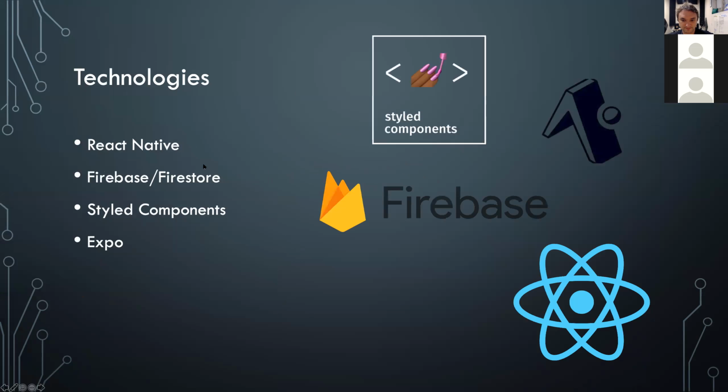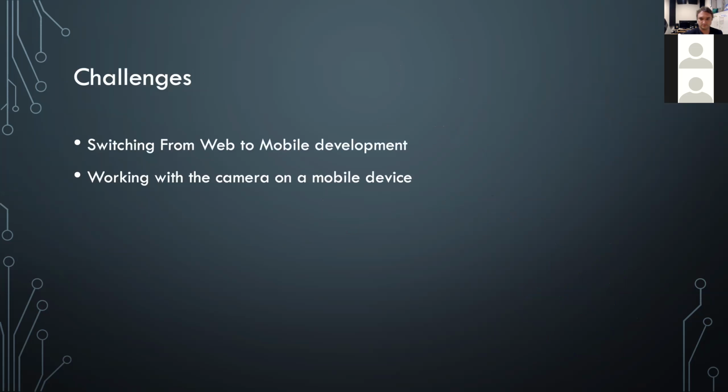So I created this app with React Native using Expo, Firebase, and Firestore backend, and I use styled components for some of the styling. Some of the challenges I faced were switching from web development to mobile development. There's a lot of nuances that I wasn't quite ready for, but I definitely got a hold of them and started going pretty hard.